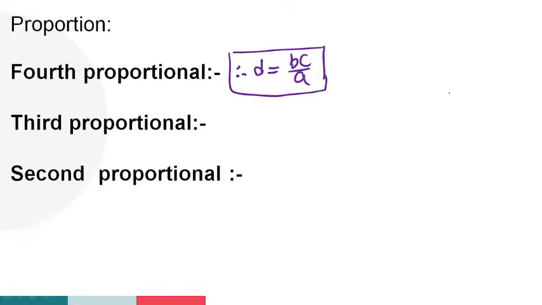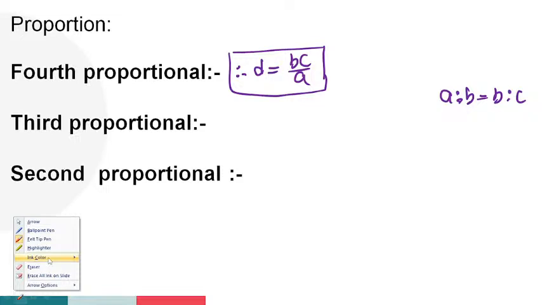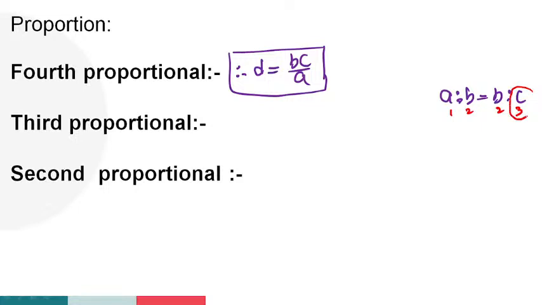Coming to the third proportion. A is to B is equal to B is to C and D. We don't need D here. Third proportion means we have to find out the C value, guys.